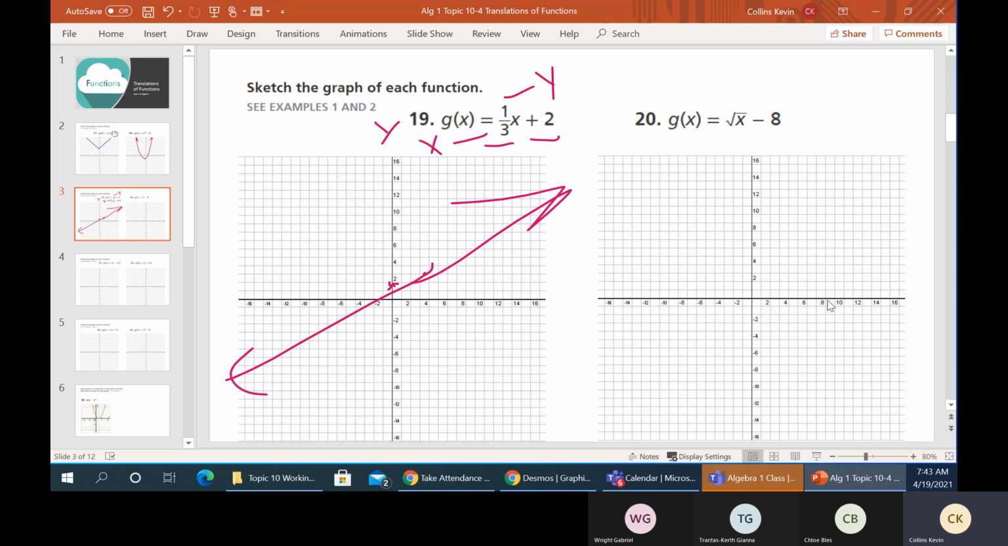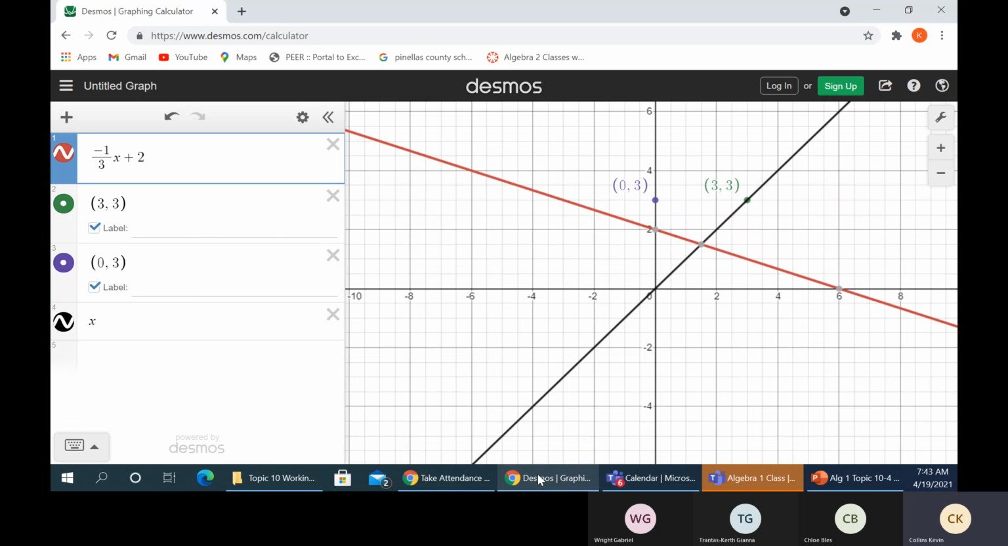So that means we come all the way over here to 9, and we're going to go up just to 3. So the graph is getting kind of flat. It's going to kind of go like this. All right, so let's break out Des. Des will help us out here. All right. So let's go ahead and clear out all this stuff.